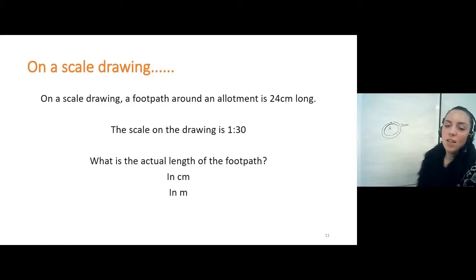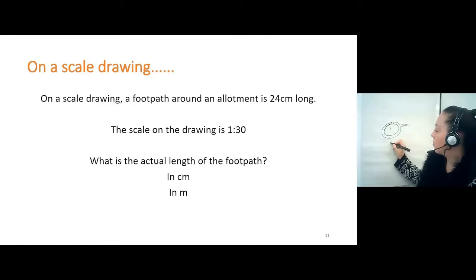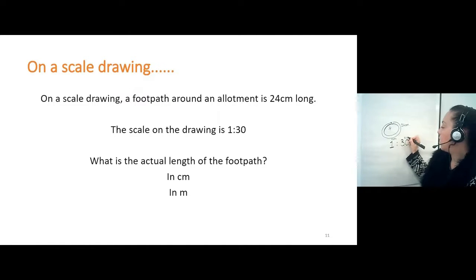The scale on the drawing is 1 to 30. So 1 is going to be on the plan to 30 in real life. So every 1 on the plan is equal to 30 in real life. Okay. What is the actual length of the footpath in centimetres?